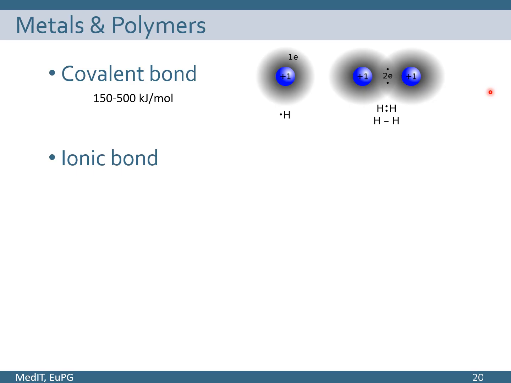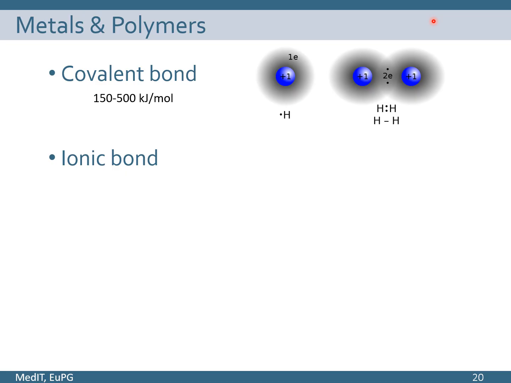Now there is another way for an atom to complete its outer shell. It can either take an electron from another atom or give one away. For example, if it has only a single electron in its outer shell, by losing that electron, it can end up with a completely filled shell below. Okay?